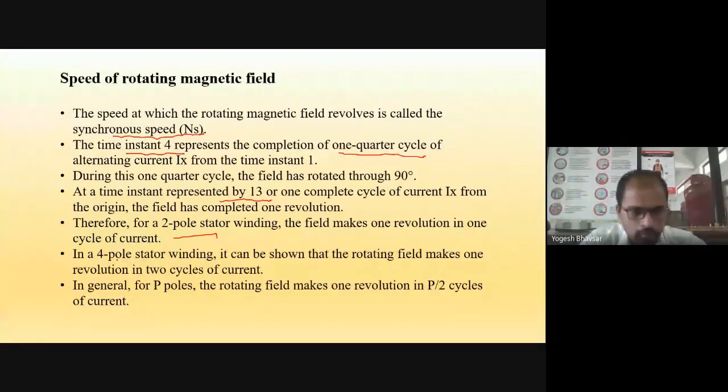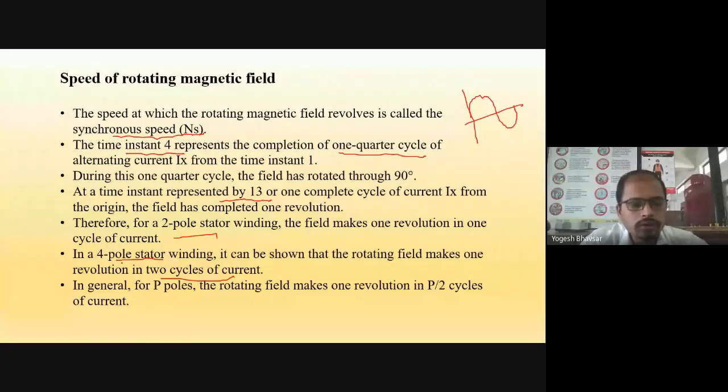If you consider 4-pole stator winding, it will require 2 cycles of current to complete one revolution. Whenever there is a 4-pole machine, then for completing one revolution, it will require 2 cycles of current. 2 cycles of current means what? One cycle consists of one positive half and one negative half. So 2 such cycles will be required to complete one revolution whenever there is a 4-pole machine.